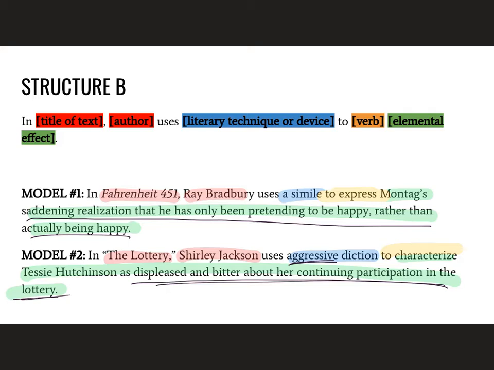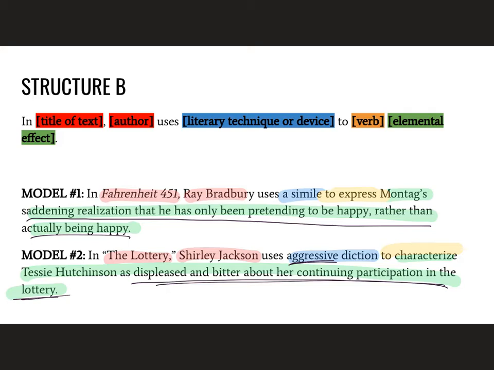Now, the other thing I want to point out is that in model number 1, our student, while being specific about what's happening with Montag, could have been more clear. Are they talking about characterization or are they talking about internal conflict? An argument for both could be made out of model number 1.